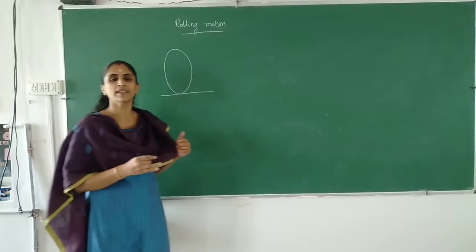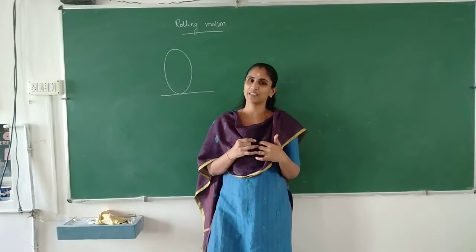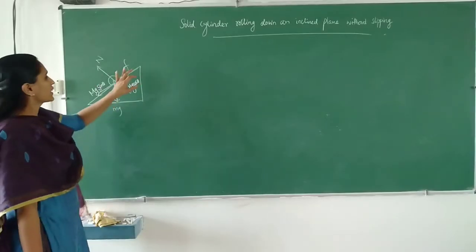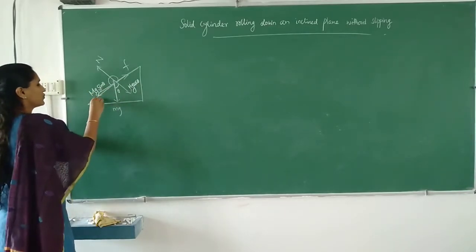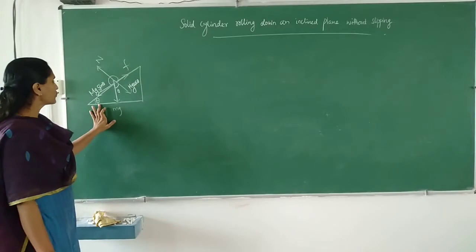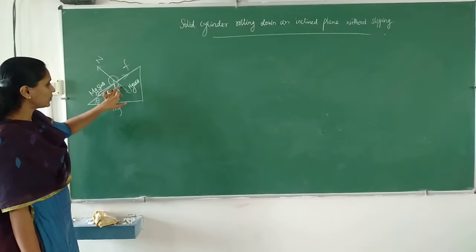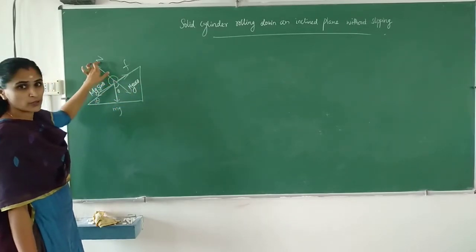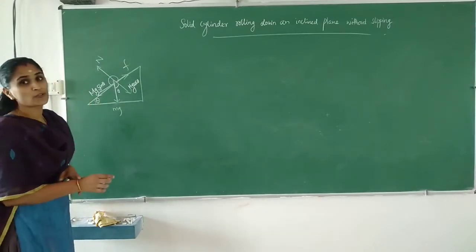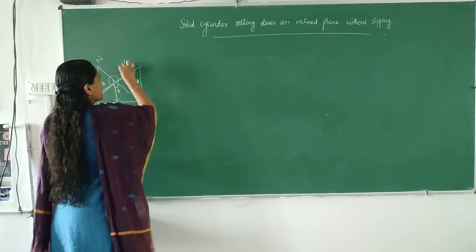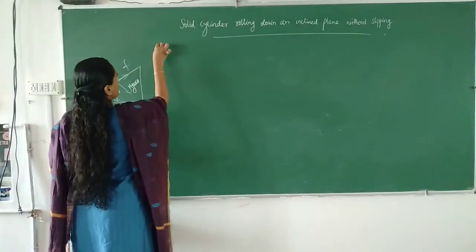Now we will discuss a solid cylinder rolling down an inclined plane without slipping. What is the condition for without slipping? Theta is the angle of inclination. mg is acting vertically downwards, so this angle will be theta. mg cos theta is balanced by the normal reaction, and mg sin theta is acting downwards. So the net force can be written... and F is the frictional force.